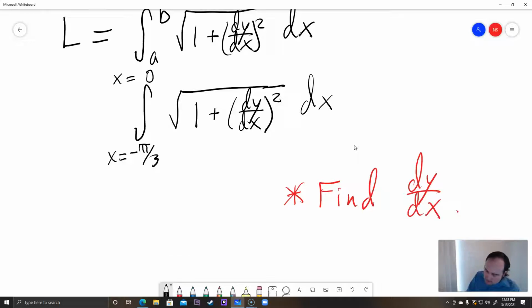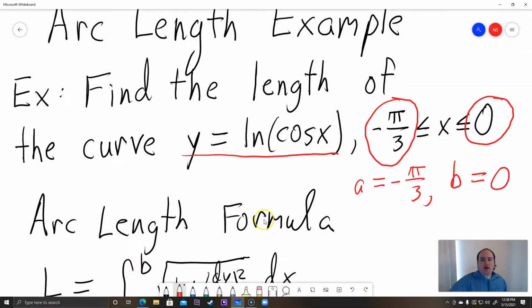So what's dy/dx going to be here? Well, dy/dx is going to be the derivative of ln of cosine of x. Ln of cosine of x is a composite function. It's got an outer function and an inner function. So we use the chain rule, which says you take the derivative of the outer function, inner left alone, and then multiply that times the derivative of the inner function.